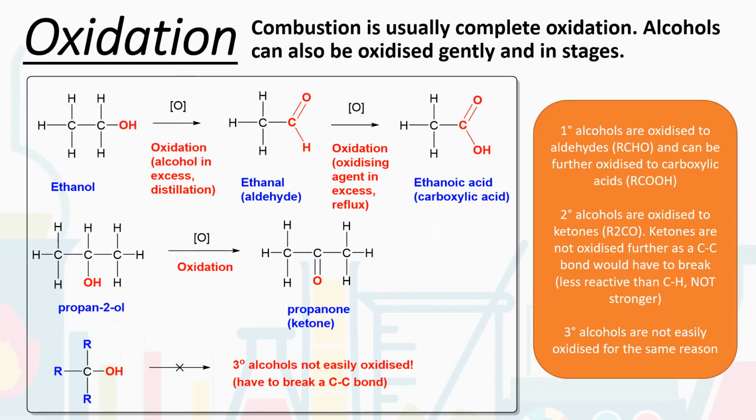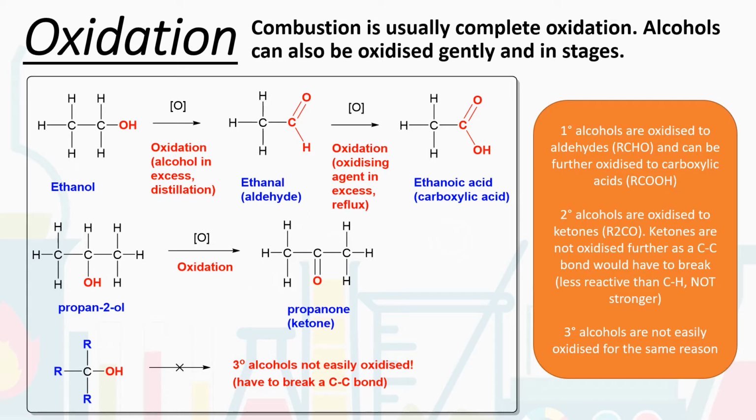So the combustion is normally complete oxidation, but alcohols can also be oxidized gently and in stages. And so if we consider starting with a primary alcohol, ethanol, i.e. the carbon that the OH is attached to is only attached to one other carbon group, we can oxidize this first of all up to something called ethanal, which is an aldehyde. Aldehydes are characterized by having a CO double bond and a hydrogen attached to that unsaturated carbon. And we can also continue to oxidize it up to something called ethanoic acid, which is a carboxylic acid.